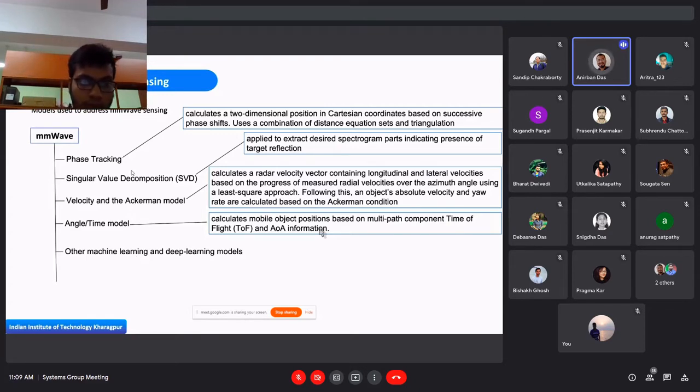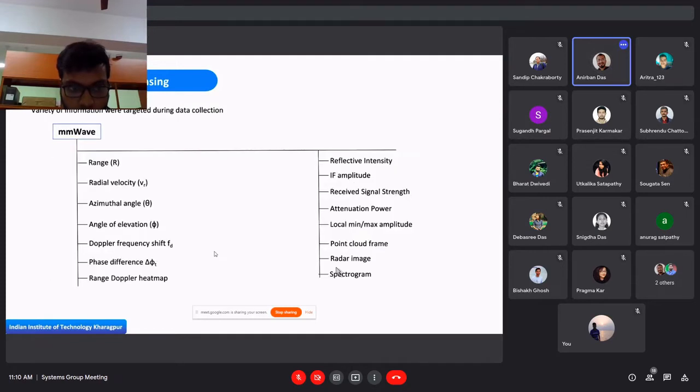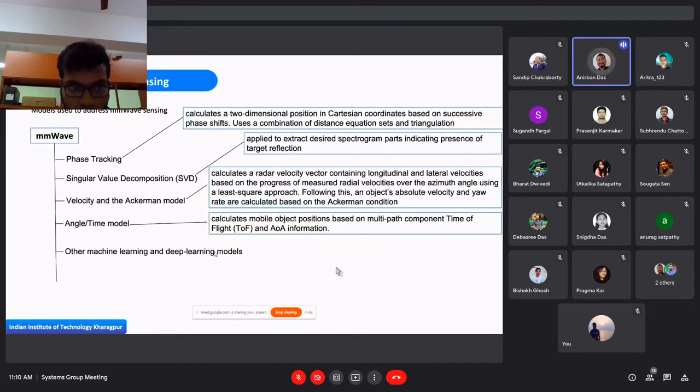If we look into the types of models that have been used for various inference, we have phase tracking, which tries to calculate two-dimensional positions in Cartesian coordinates. Similarly, singular value decomposition tries to extract singular vectors from the collected spectrogram of different frequency bands. Then we have the angle time model, which tries to calculate the position of the object based on the multipath component time of flight and the angle of arrival information. There are other machine learning models which are also used in various works, such as SVM and neural networks. Since these are very general ideas, I didn't put any extra information on this.